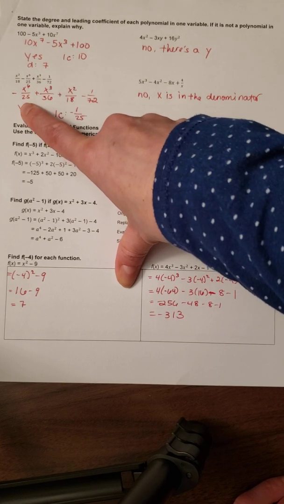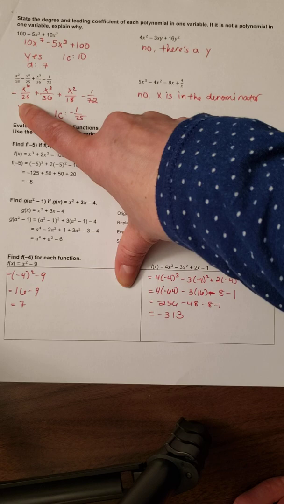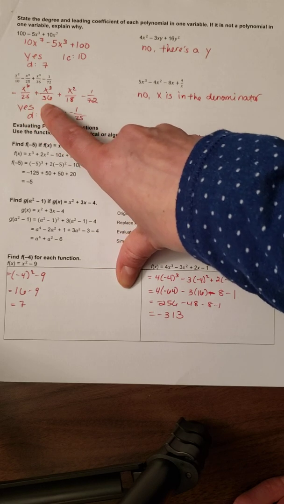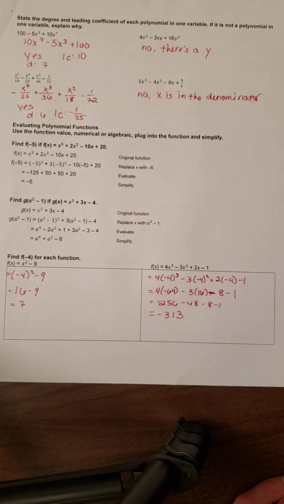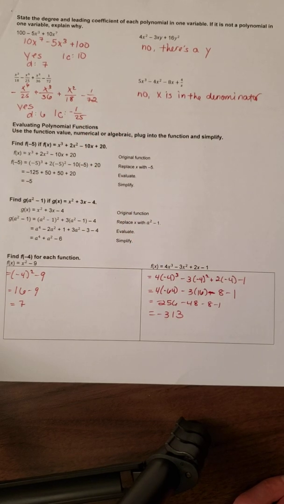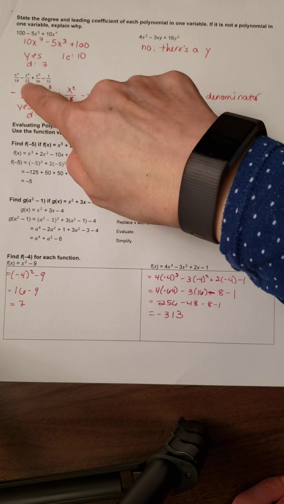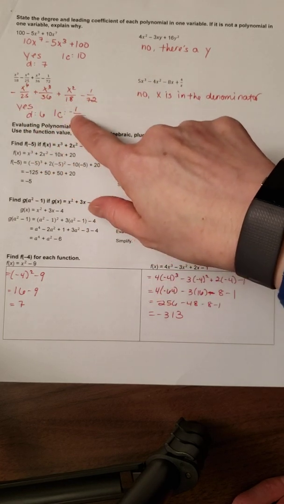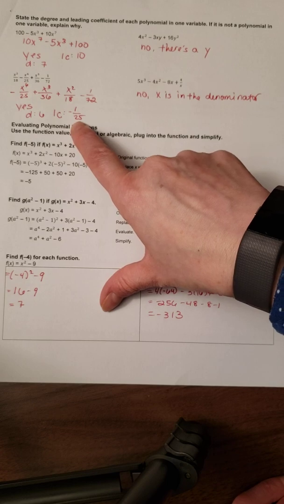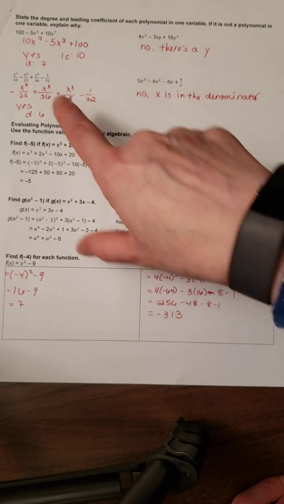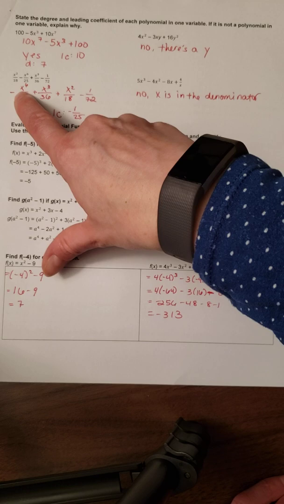I flipped things around and put negative x to the 6 over 25 plus x cubed over 36 plus x squared over 18 minus 1 over 72 to have it in descending order. You'll see sixth degree is the highest degree, and the leading coefficient is negative 1 over 25. So remember, as you're trying to write the fraction, if there's no number next to the variable up in the numerator, that's a 1.